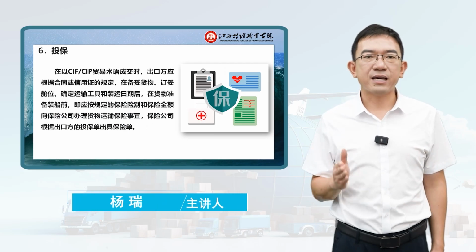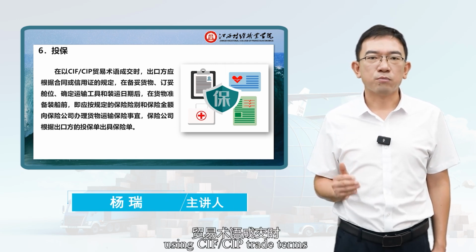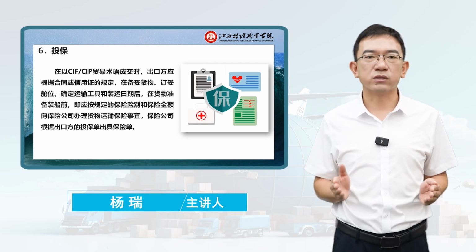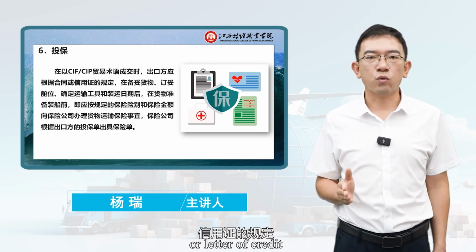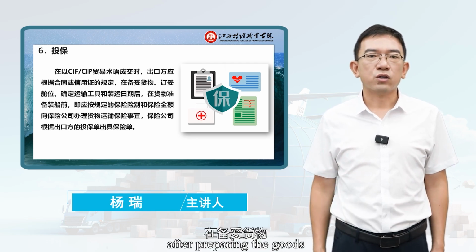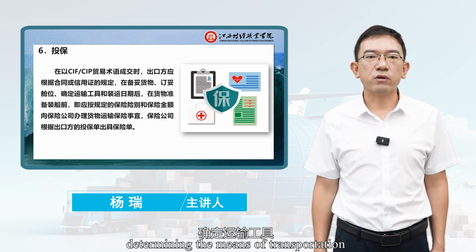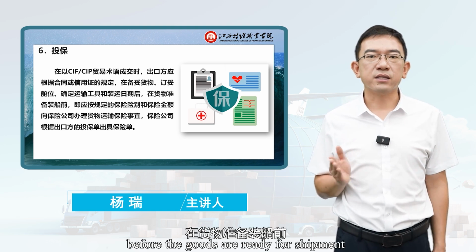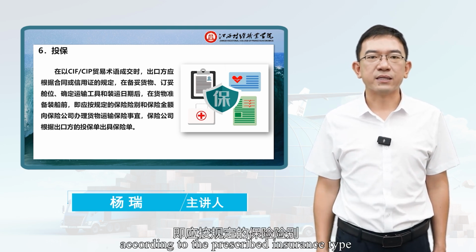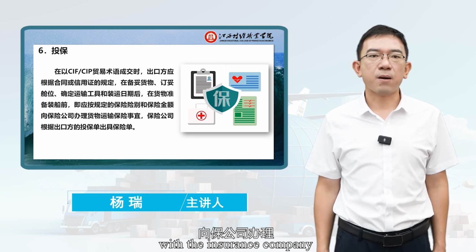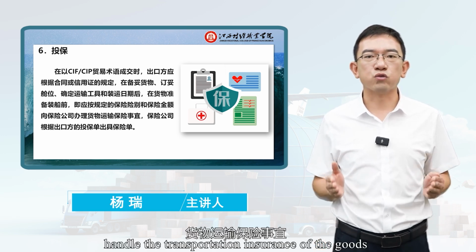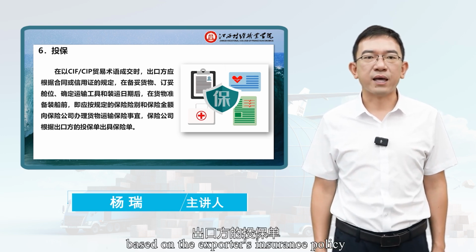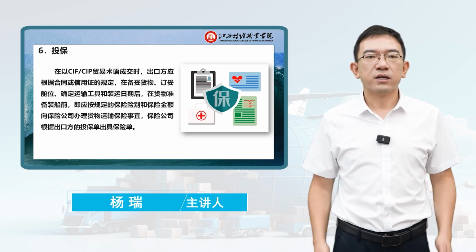6. Insurance coverage. When conducting transactions using CIF and CIP trade terms, the exporter shall, in accordance with the provisions of the contract or letter of credit, after preparing the goods, booking the cabin space, and determining the means of transportation and the shipping date, and before the goods are shipped, handle the transportation insurance of the goods with the insurance company according to the prescribed insurance type and amount. The insurance company, based on the exporter's insurance application, issues an insurance policy.